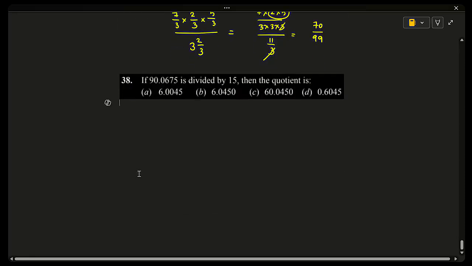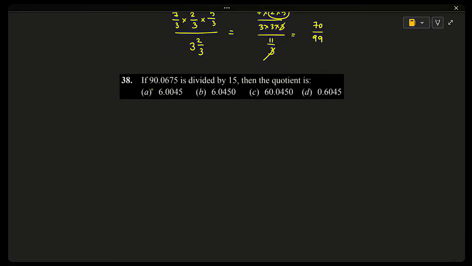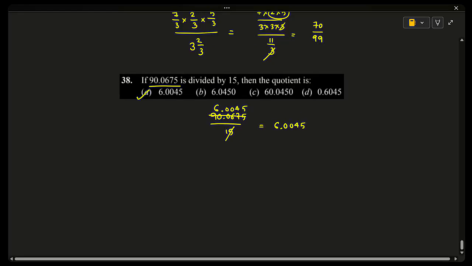38. If this number is divided by 15, then the quotient is, that is 90.0675, we have to divide by 15. Either you can go for long division or decimal division. 15 sixes are 90, and you can take 067. Okay, so that is 004. 15 fours are 60, and 7 is the remainder 5. So you'll be getting 6.0045. That is option A.